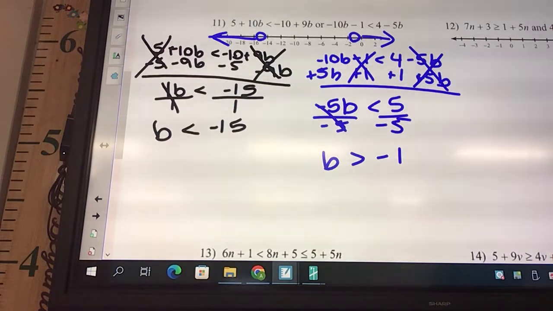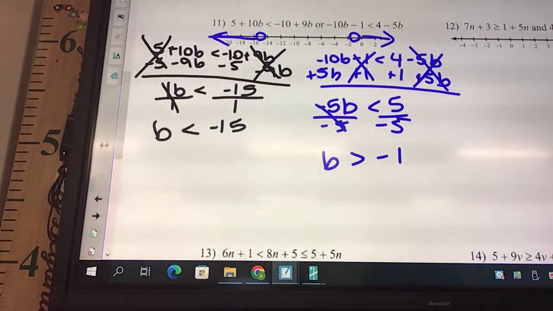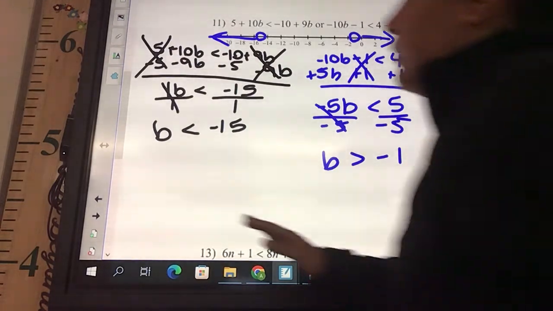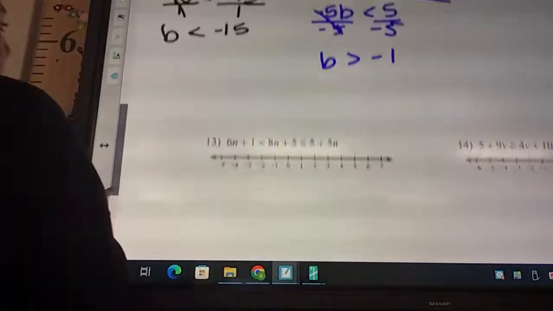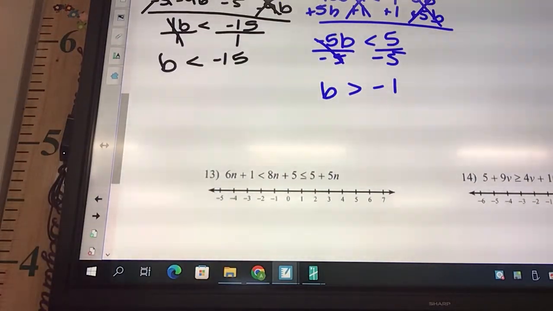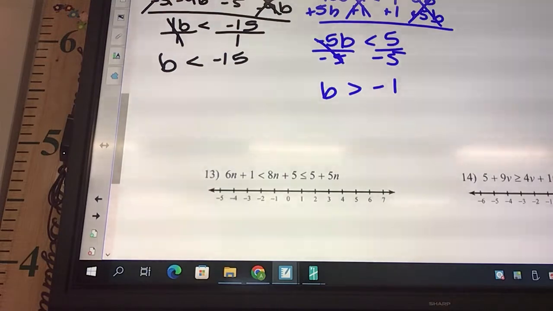Okay, last but not least, I want to talk about 10 and 13. So they look a little bit different. What's different about them? You don't have or and and. They do not have an or an and. So when things don't have the or and and, this is still an or an and, but it doesn't have the words, meaning you actually have to read it.